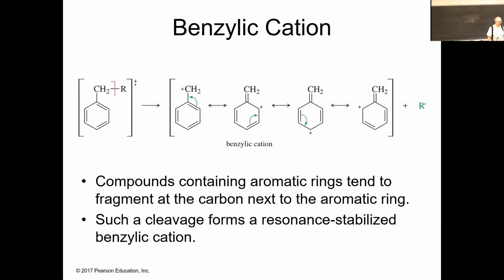Here's the benzylic cation. It's very probable to have fragmentation occur on the side chain between the first and second carbon. That produces this very stable benzylic cation.